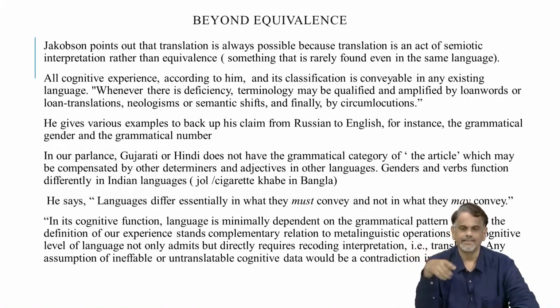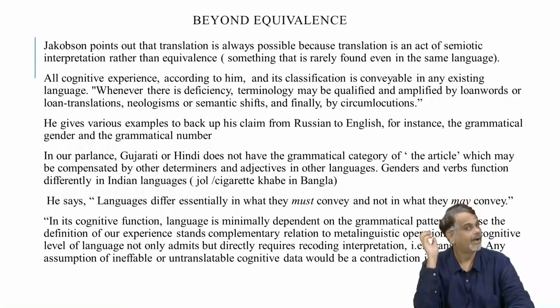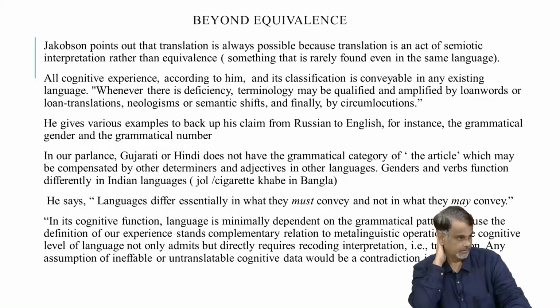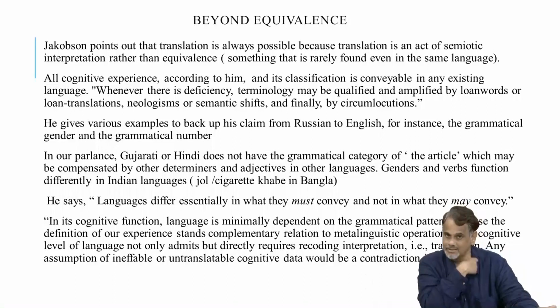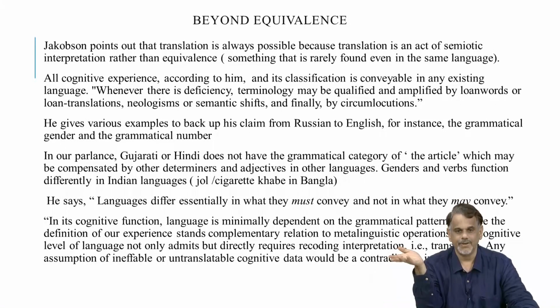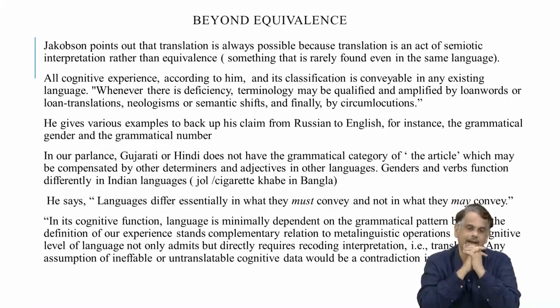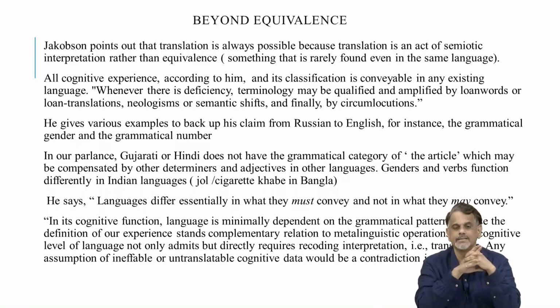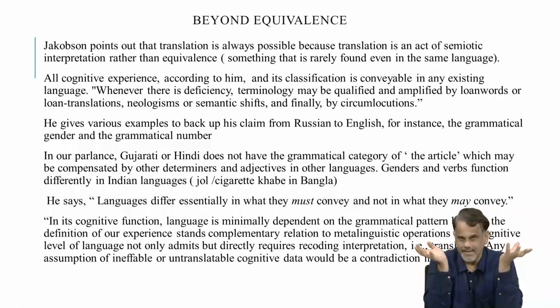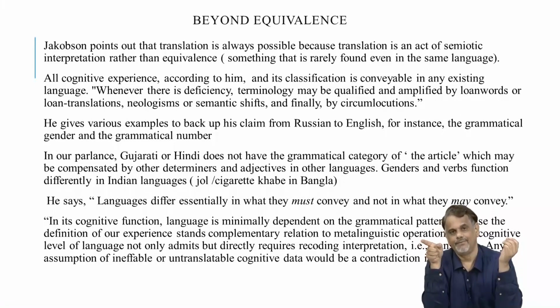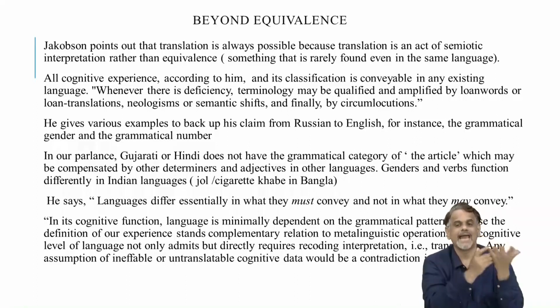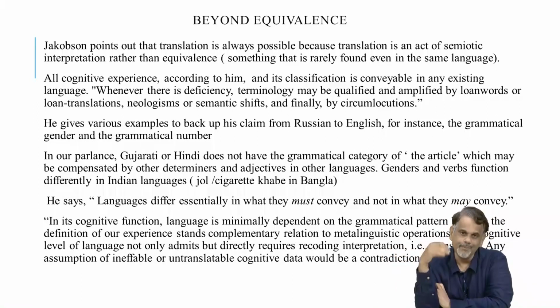Verb, the article system. For example, Gujarati does not have article system. Hindi does not have an article system. You can always use something similar like determiners, right, to communicate the same experience. So, he goes on to argue here that in its cognitive function, language is minimally dependent on grammatical pattern. It is not completely dependent, and it stands to the definition of our experience in a metalinguistic way, which means by metalinguistic operations, which means we can talk about things, but we can also talk about the language itself, right. So, that is called metalingual operations, which stand in a complementary relation to any language, which makes articulations about language possible.